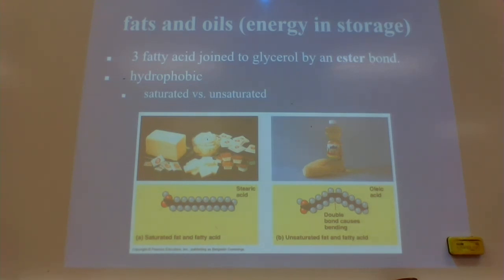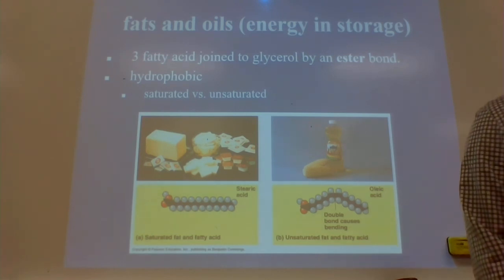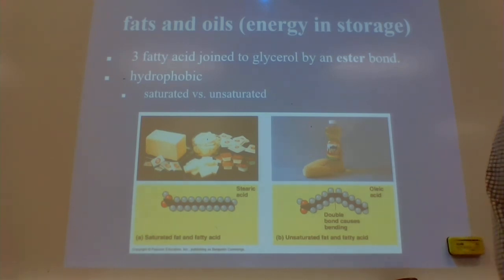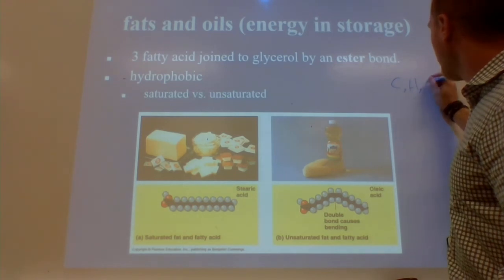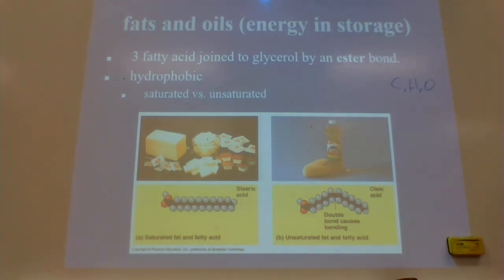There's a reason why they are both only used for energy. Carbs and lipids are both only made up of 3 elements. What are the 3 elements that you see in both carbs and lipids? Carbon, hydrogen, and oxygen. So if you're looking at carbs and lipids, they're both made up of CHO. That's it, CHO. They have no extra elements in there at all. So they're really great to be broken down for energy.